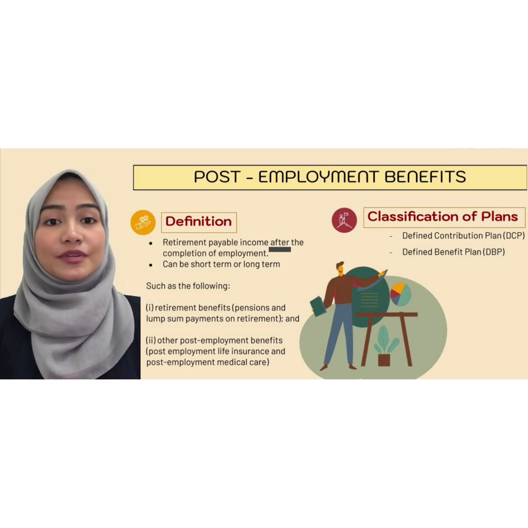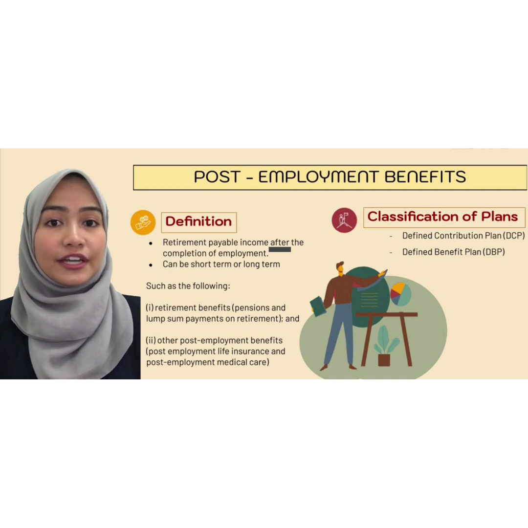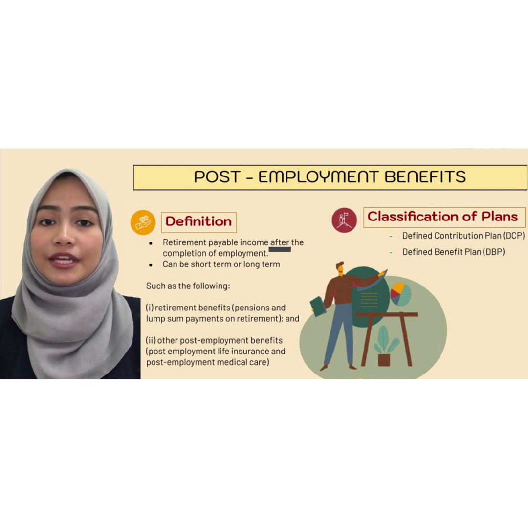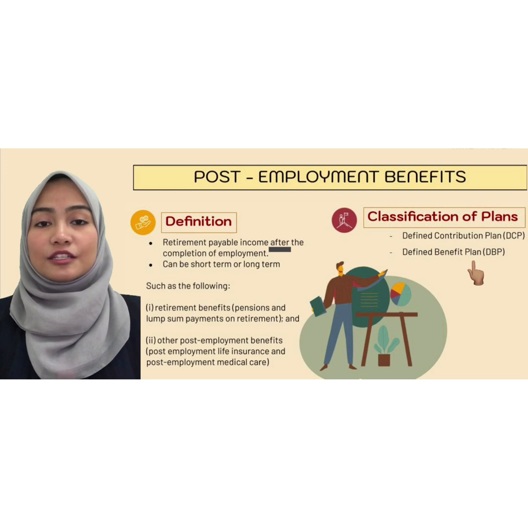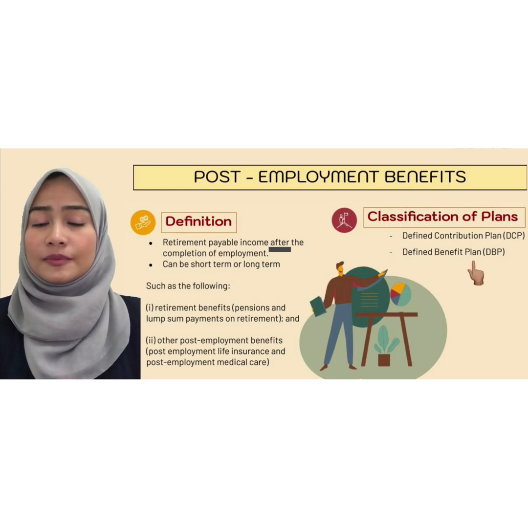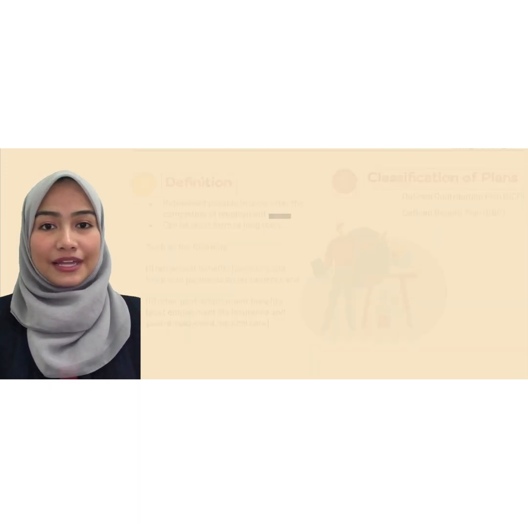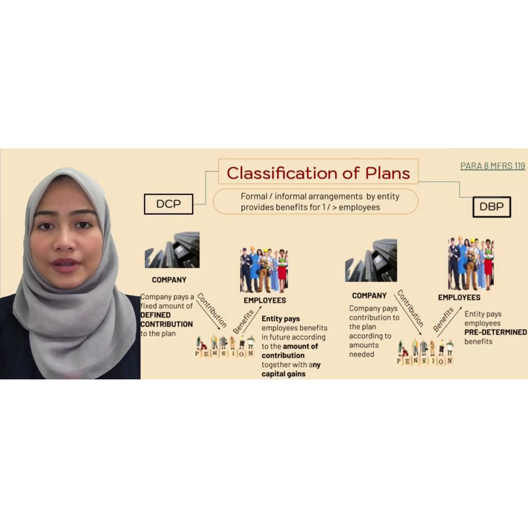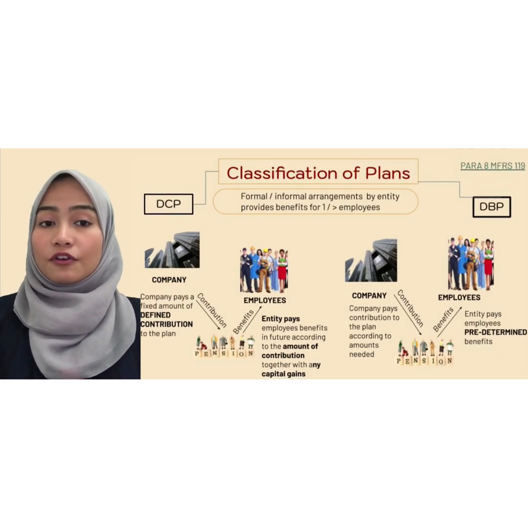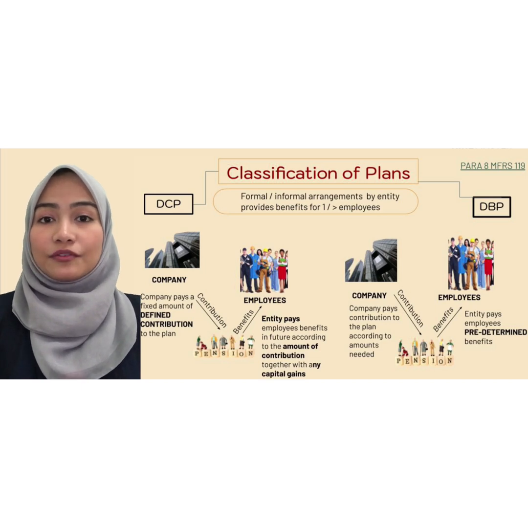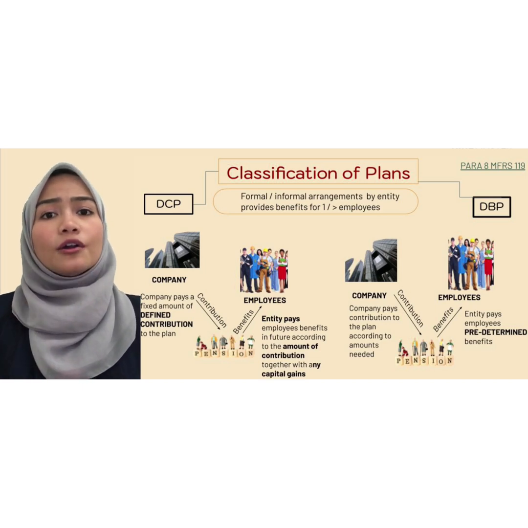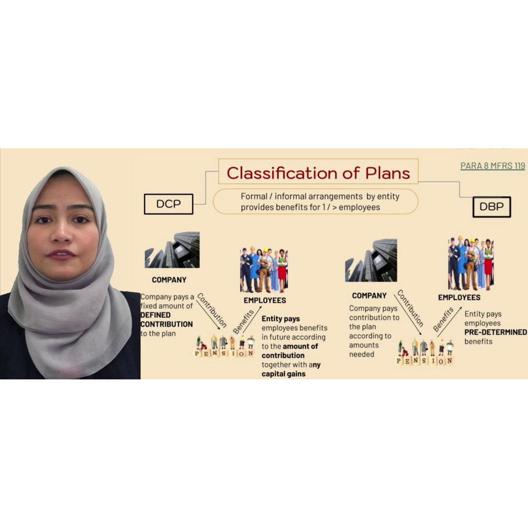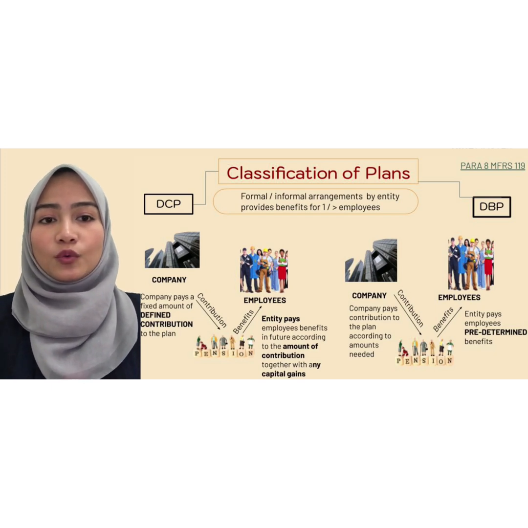This plan can be classified into two, which are DCP and DBP. DCP is defined contribution plan, while DBP is defined benefit plan. Okay, the next slide is for the classification of the plan. It is a formal or informal arrangement by which an entity provides benefits for one or more employees. You can refer to Para 8 MFRS 119.